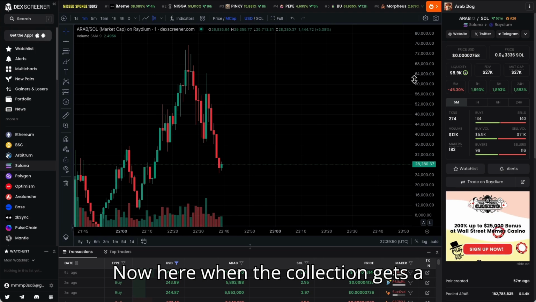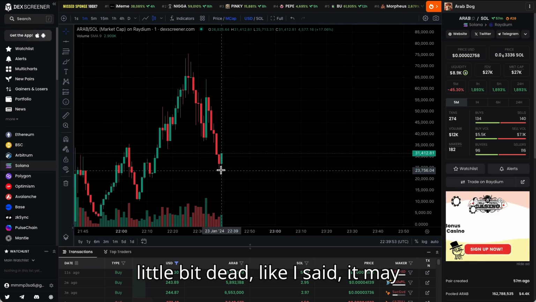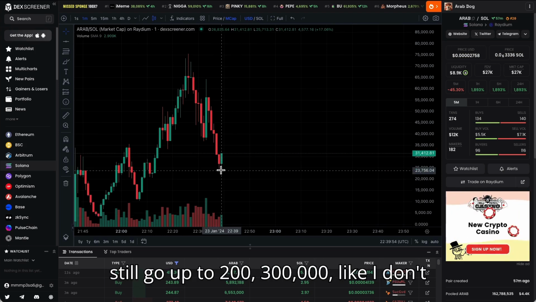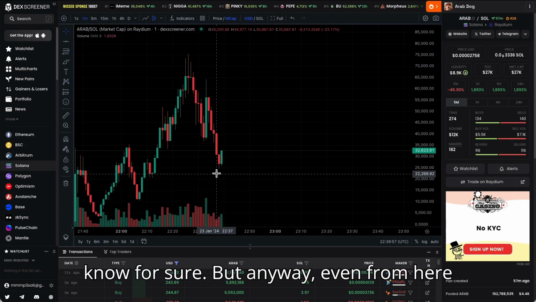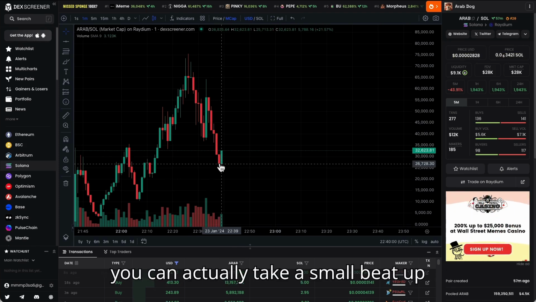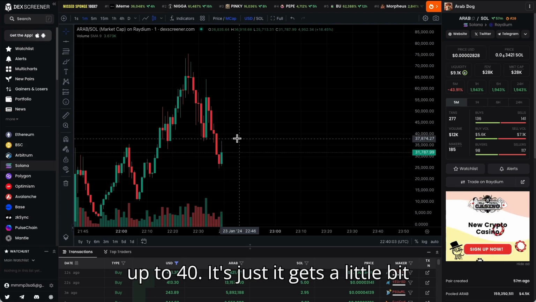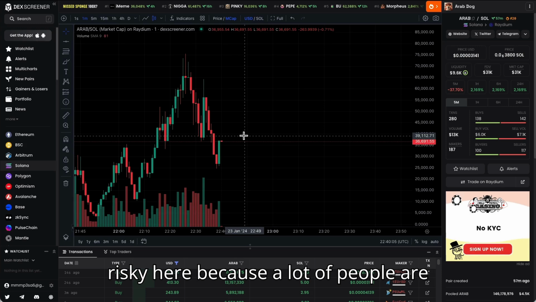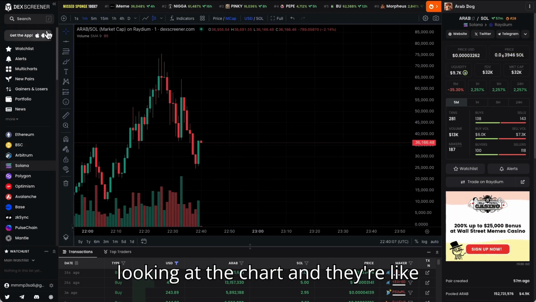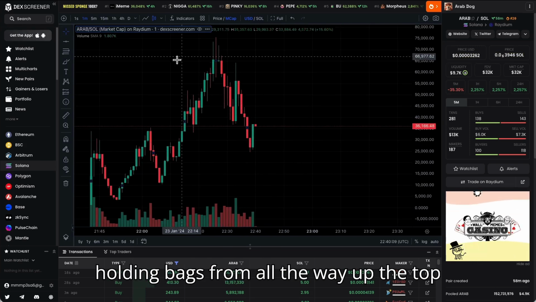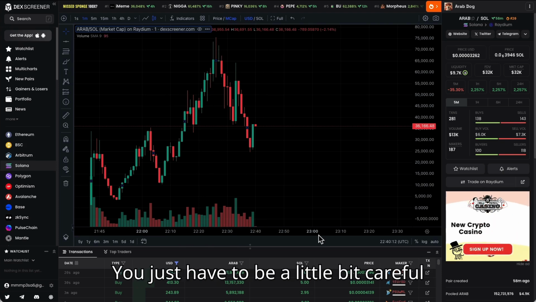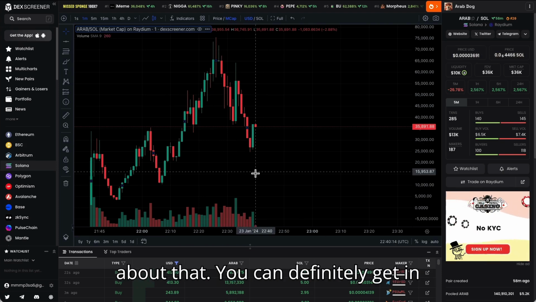Now here, when the collection gets a little bit dead, like I said, it may still go up to 200, 300,000. Like, I don't know for sure. But anyway, even from here, you can actually take a small quick trade and see if you can just spike it up to 40. It's just, it gets a little bit risky here because a lot of people are looking at the chart and they're holding bags from all the way at the top here and they can quickly sell on you. You just have to be a little bit careful about that. You can definitely get in buys.